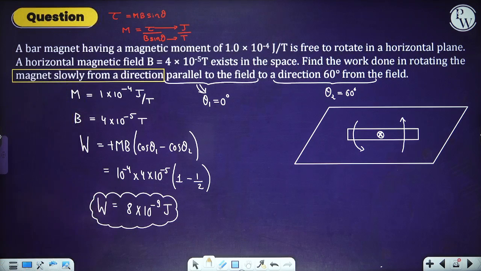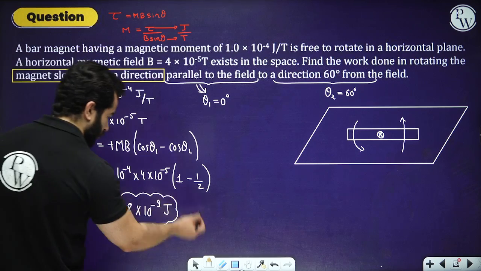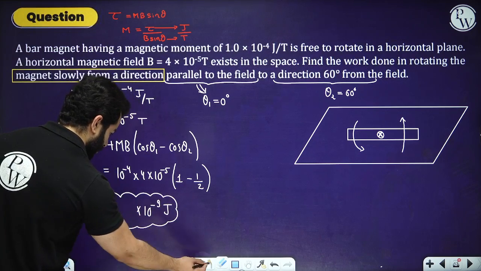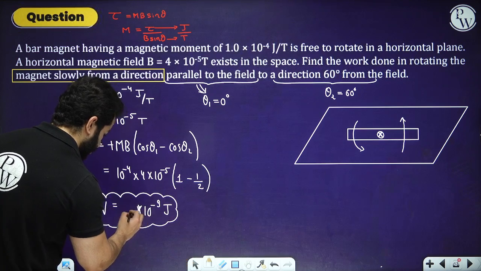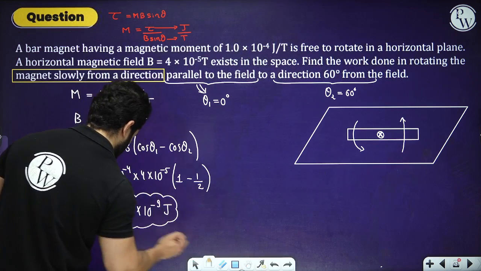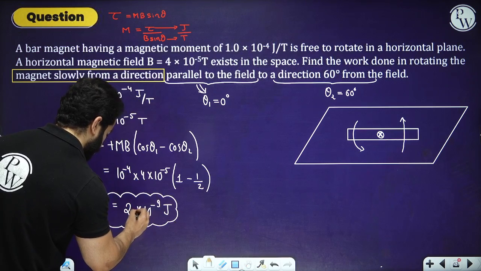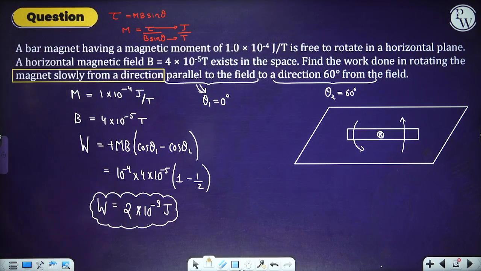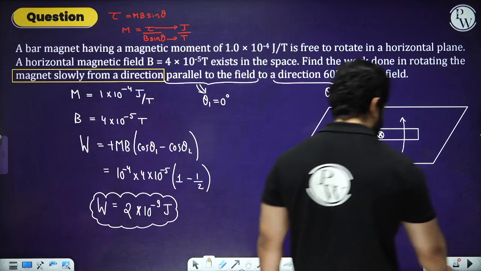Please have a look, check. Acha, one mistake, sorry. This is actually 1 by 2, so this will actually become 2. So 2 into 10 to the power minus 9. That's going to be your answer. Hopefully everything is clear with this one.